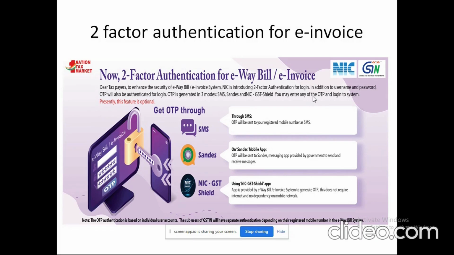The OTP can be received through three modes. First one is SMS. Second one is Sandes mobile app. It is a messaging app provided by the government to send and receive messages. Third one is using the NIC GST Shield app. This app is provided by the e-way bill or e-invoice system to generate OTP, and this does not require internet, or there is no requirement to depend on the mobile network.